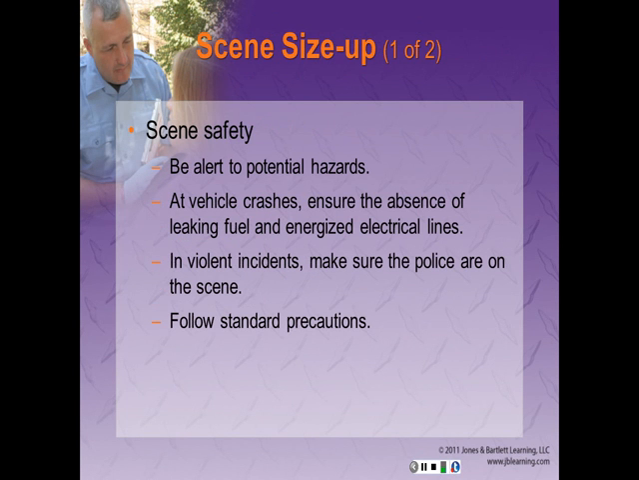For scene safety, you must be alert to potential hazards. At vehicle crashes, ensure the absence of leaking fuel and energized electrical lines. In violent incidents, make sure the police are on scene. And follow standard precautions.